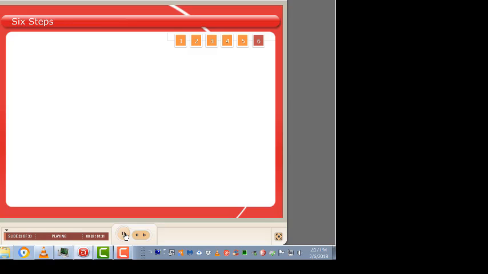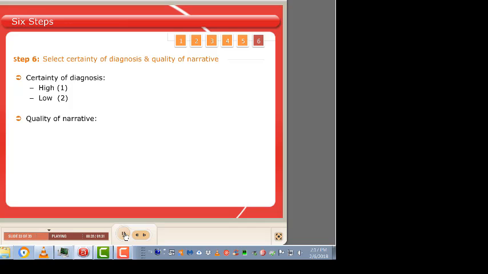The final step, step 6, is to grade your own certainty of diagnosis and your feelings on the quality of the narrative. This is necessary should others be required to review your work or re-diagnose your form. These are steps we will cover in phase 2. You should grade your certainty of diagnosis as high 1 or low 2. You also must rate the quality of narrative. This can be either good 1 or poor 2.